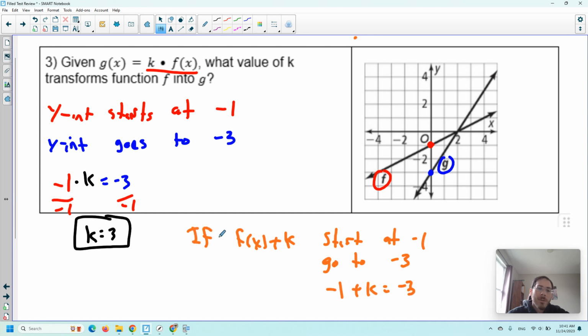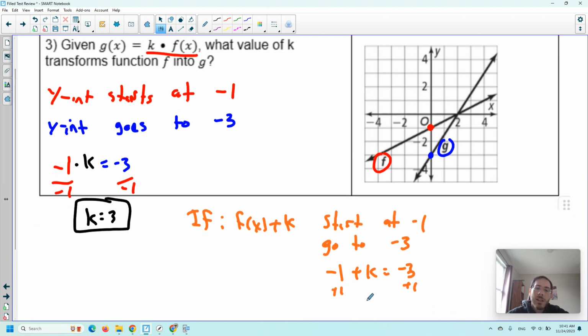We can add 1 to both sides, and we would say that k equals -2. And that makes sense because I could also just drop it down 2. Now that doesn't make any sense in this one because you can see the slopes are different. But if the slopes were the same, I would just drop it down 2. That would be another thing that I could ask.